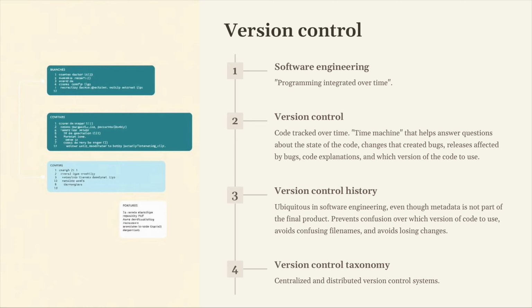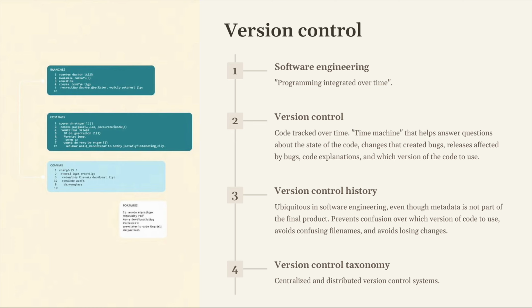The second one is version control. Version control acts like a time machine for code. It tracks changes, identifies issues, explains modifications, and ensures the right version of the code is always used. The third section is version control history. It's a must-have tool in software engineering, preventing confusion about versions, eliminating errors caused by outdated files, and safeguarding changes.